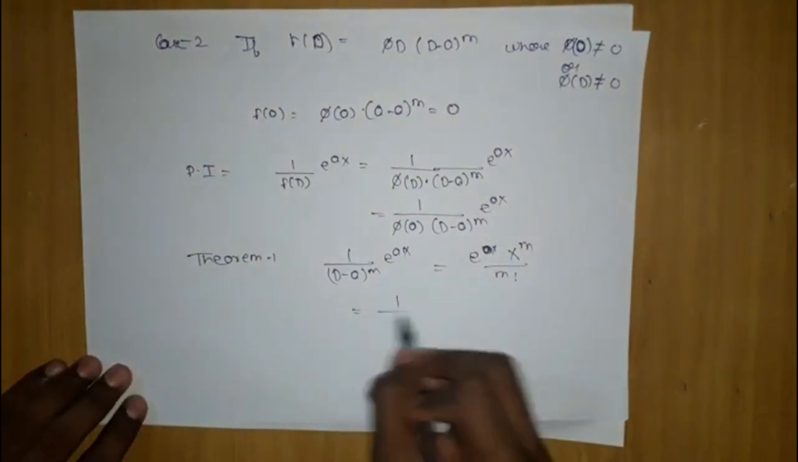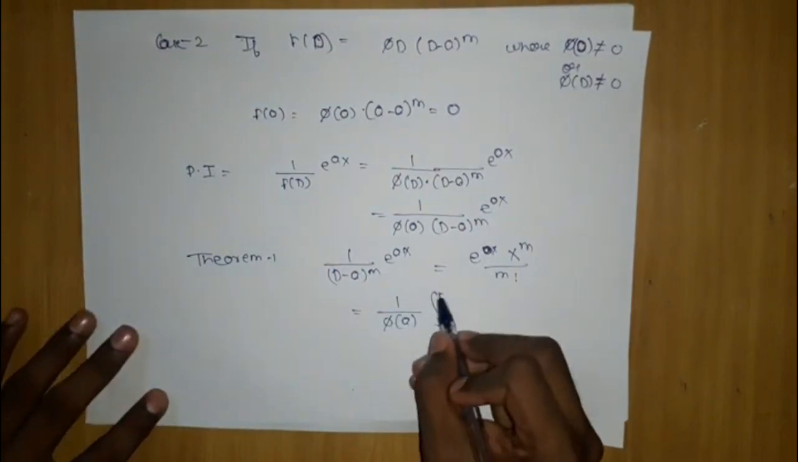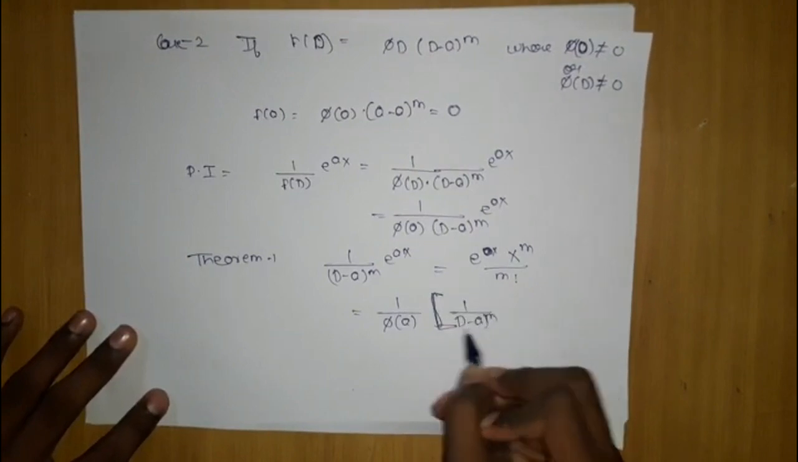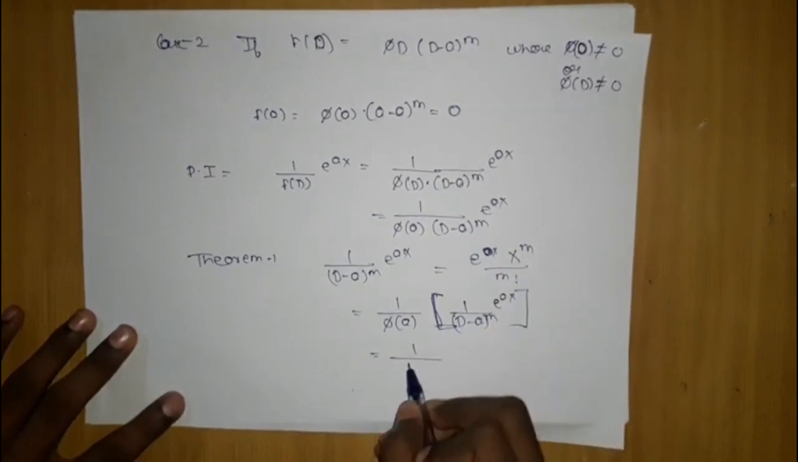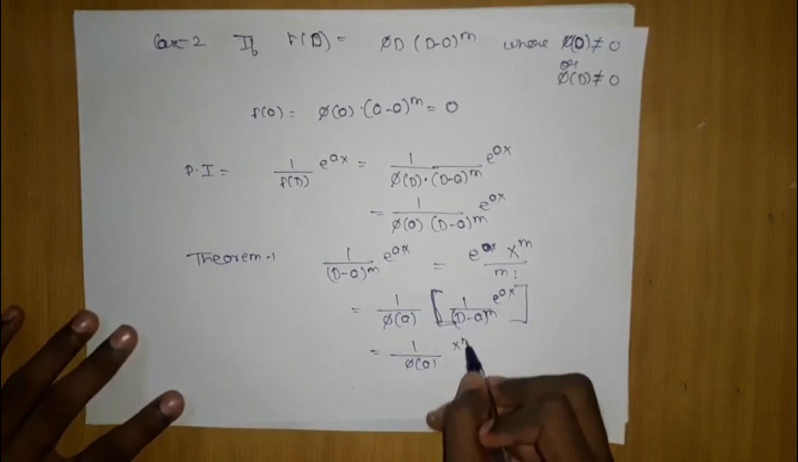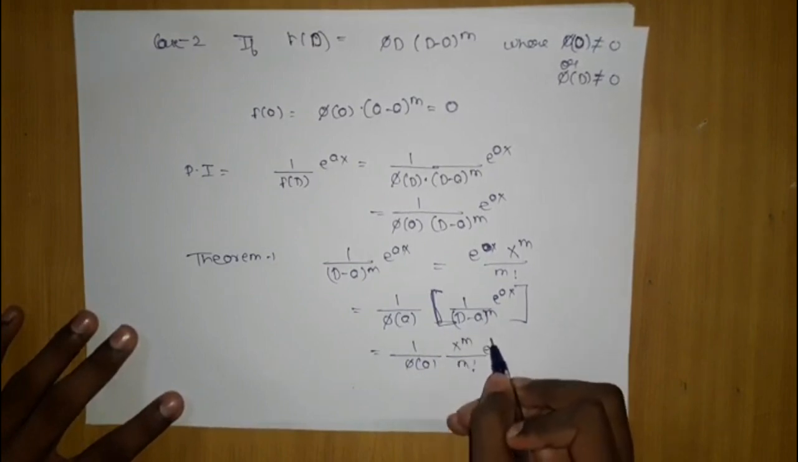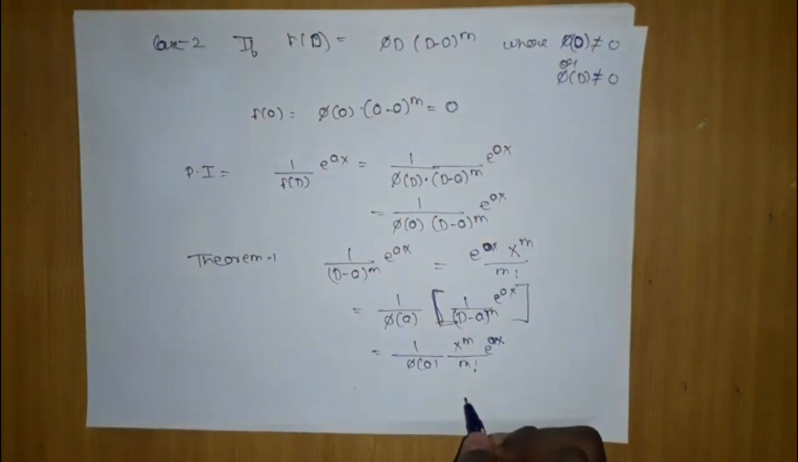So if we use that, I know phi(a) cannot be 0, so I will substitute it and keep it separately. And if I write it like this, 1 upon (D minus a) power m into e power ax, then what I am going to get is 1 upon phi(a), and I know its answer: x power m upon m factorial into e power ax. So you can directly make out what you are getting as your answer. Hope you have understood this thing.